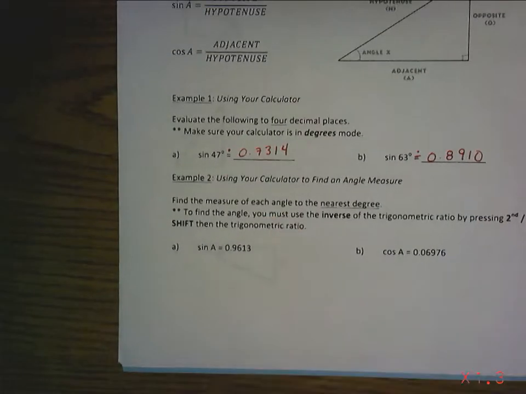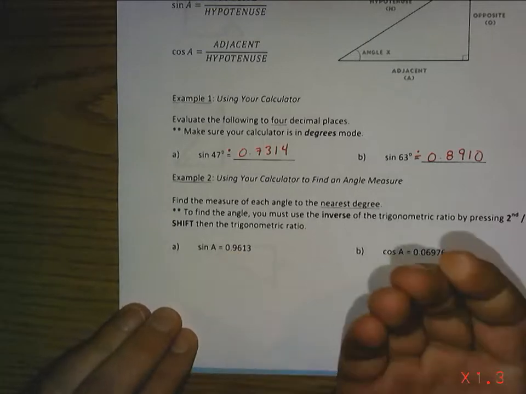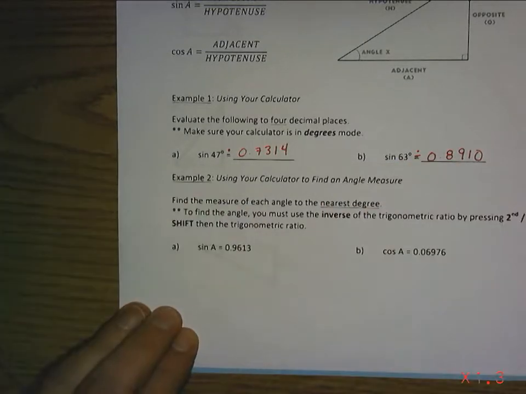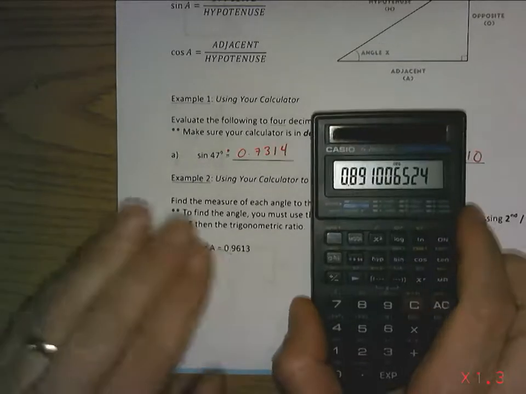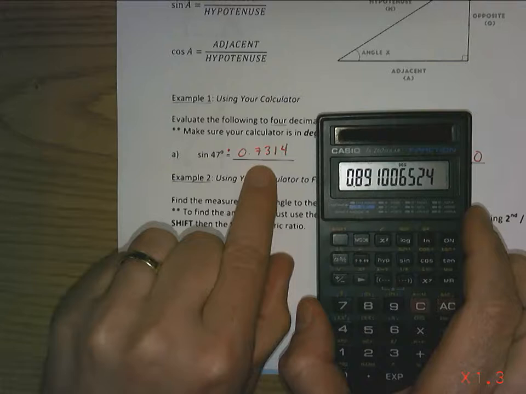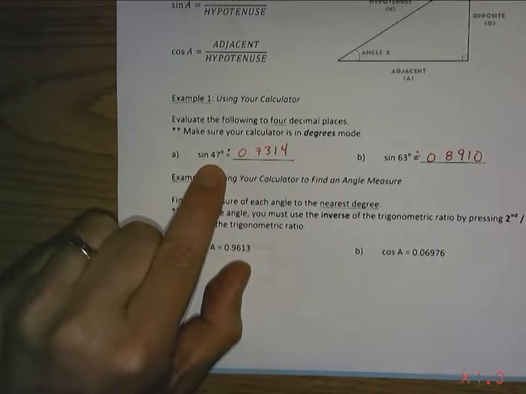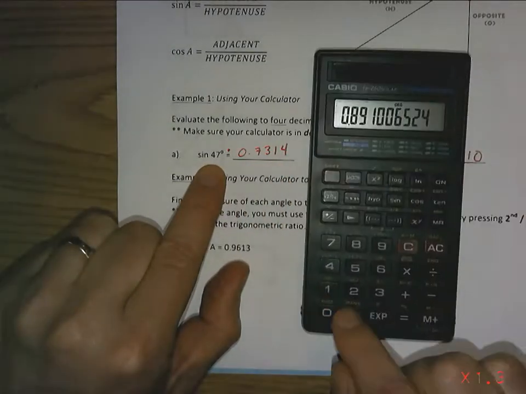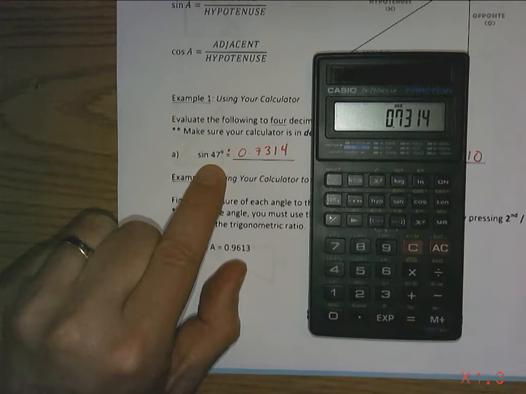Use your calculator to find an angle. So we're going to go the other way now. This is the ratio that they're giving us. We want to be able to go backwards and make sure that we can get the angle that it came from. So let's look at this one first because we know what the answer should be. I should be able to take this value and go back and get 47 degrees. The way you do that is putting in the decimal 0.7314. Then you hit shift.